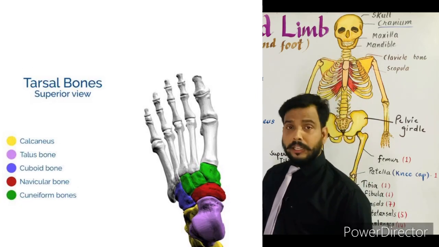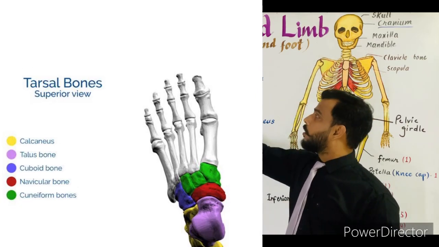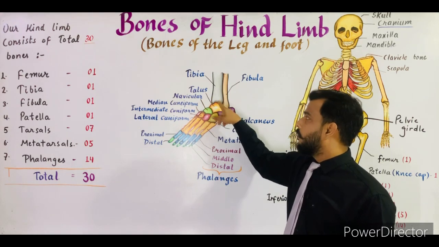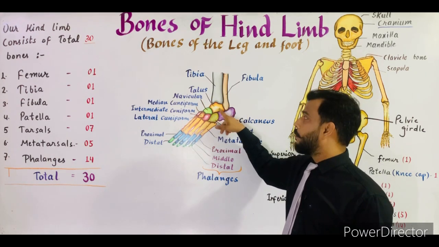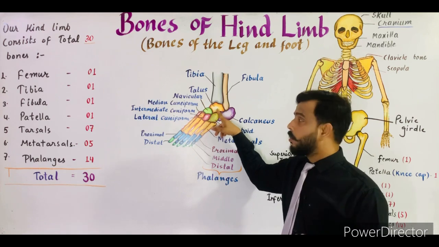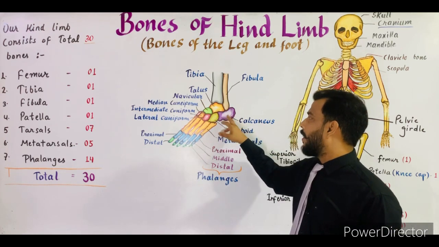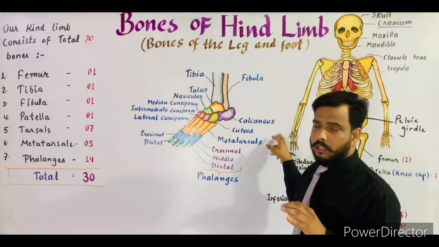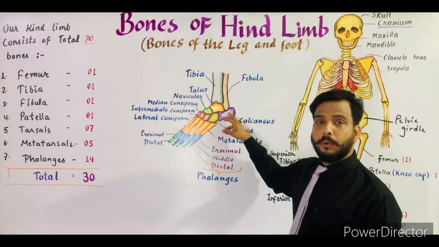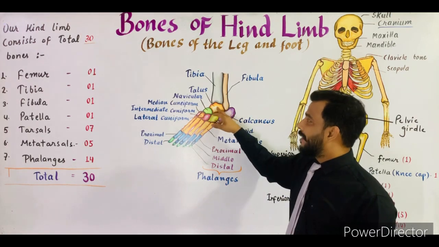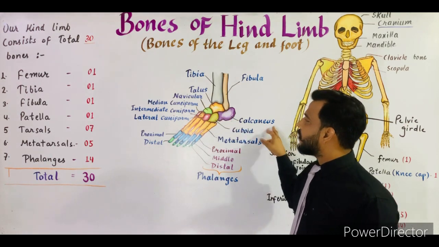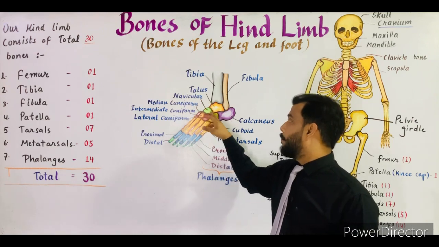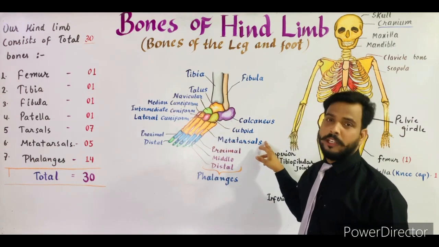So what are the names of these bones? This orange colored bone is known as the talus bone. It is the uppermost bone, which is attached to the tibia bone and fibula bone. Below the talus, an ankle bone is present, that is the calcaneus bone. It is the largest tarsal bone. So this is the talus, this is the calcaneus. This green colored bone is the navicular bone, and below the navicular a cuboid bone is present.